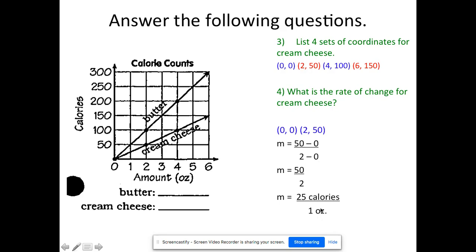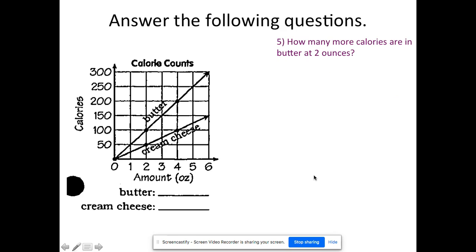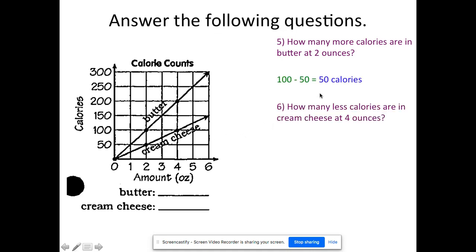So if you compare both, it appears as though cream cheese has less calories per ounce than butter does, which is a little bit surprising to me. So a couple of questions. How many more calories are in butter at 2 ounces? Well, we'd go over to 2 ounces, cream cheese, butter, and we would subtract. 100 minus 50 gives you 50.